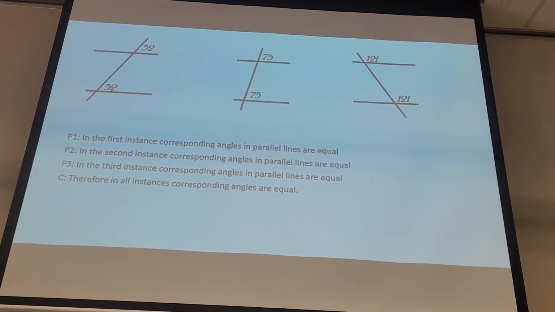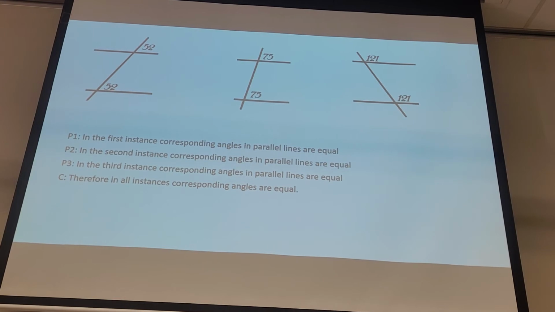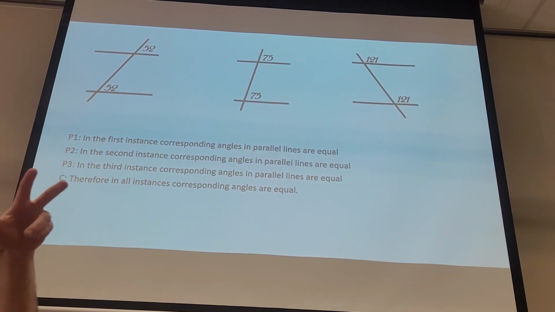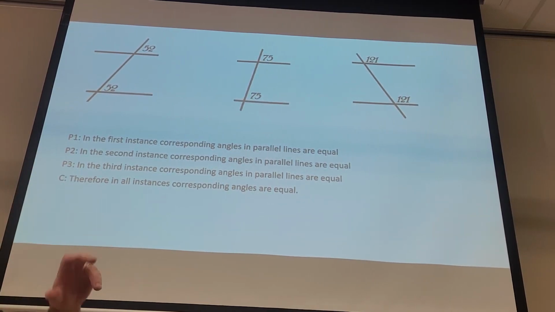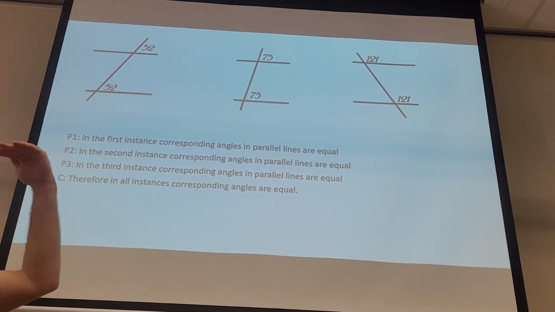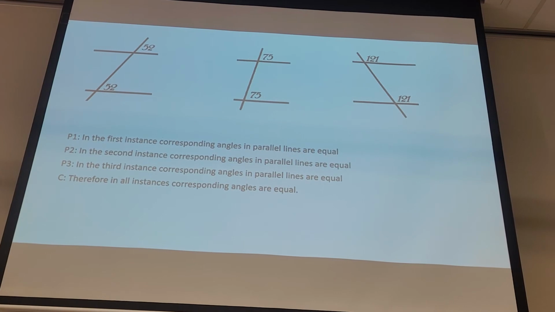In the first circumstance, both corresponding angles in parallel lines are 52 degrees. Look in the second circumstance, both corresponding angles are 75, and in the third, both are 121. And so we've got 3 specific, individual observations, and then they're coming up to our general principle. Therefore, all instances of corresponding angles in parallel lines are equal.